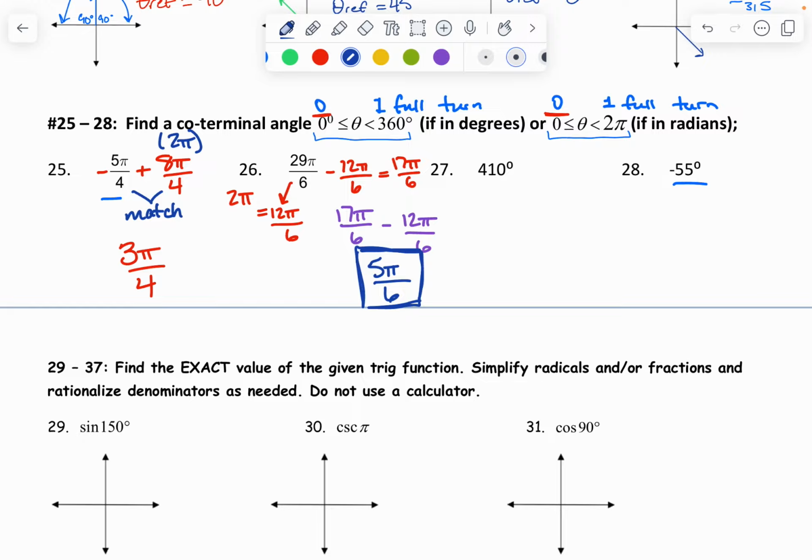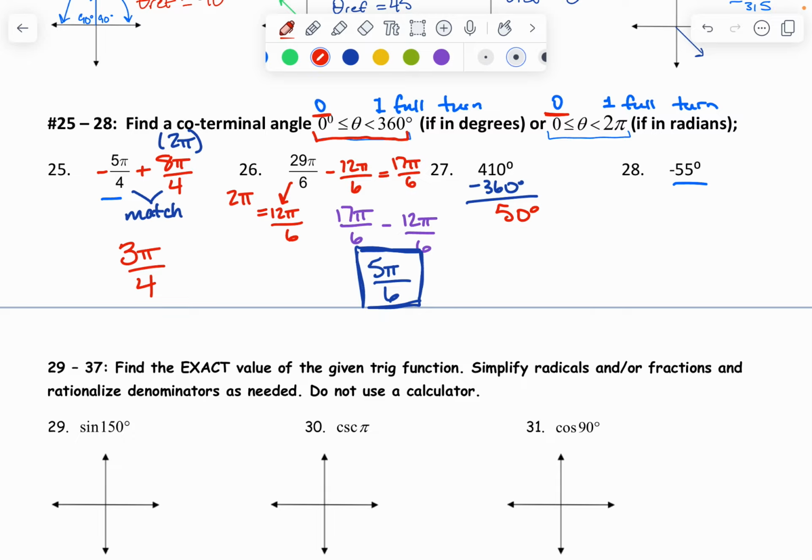For the next one, 410 degrees, that is more than 360. So this is too many degrees. We need to give it a negative turn, which means take away 360. And that drops us down to 50, which fits right in between 0 and 360 nicely.